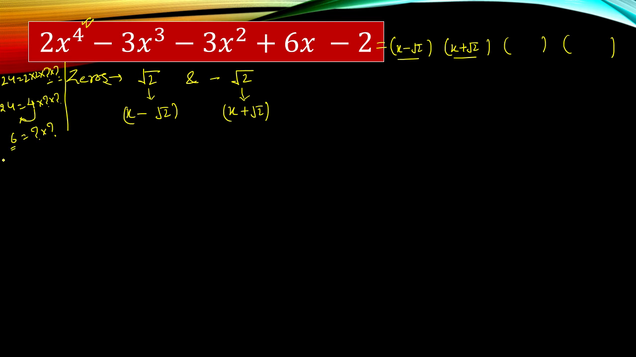Now finding the factors of 6, that are 2 into 3, and now the remaining two factors are: the first factor is 3 and the second factor is 2. So how is this process helpful?